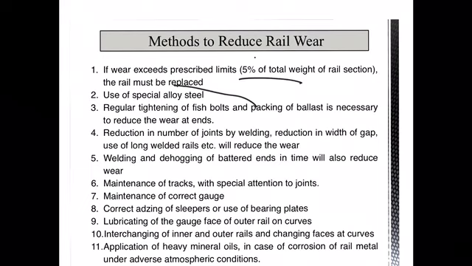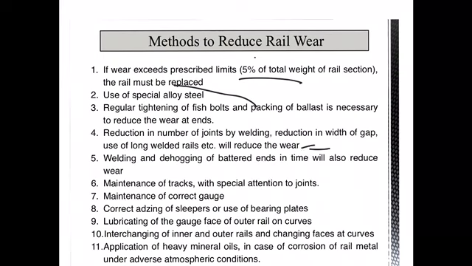So frequent maintenance is required with respect to that. And also a reduction in the number of joints, by providing welding. When you provide the welding, that can minimize the wear at the ends. The chances of battering of the rail ends can be reduced by reducing the number of joints by welding. There should also be a reduction in the width of the gap and use of long welded rail, etc. That will reduce the wear.